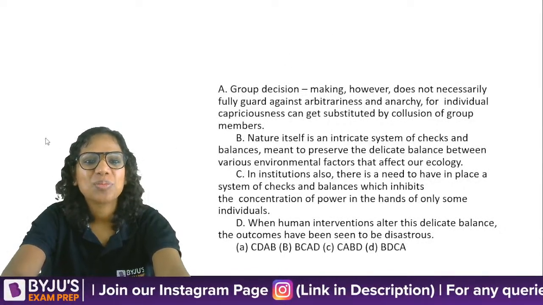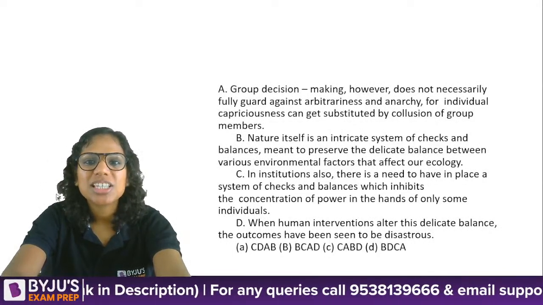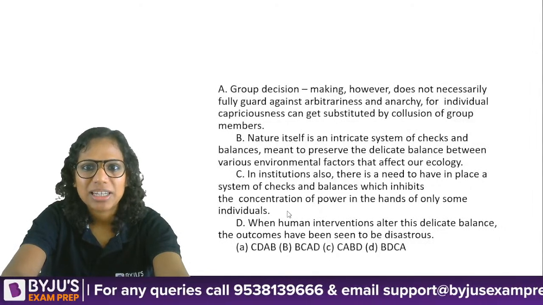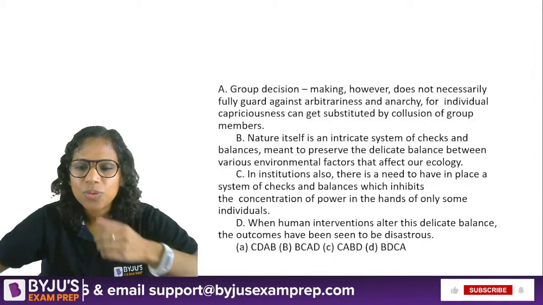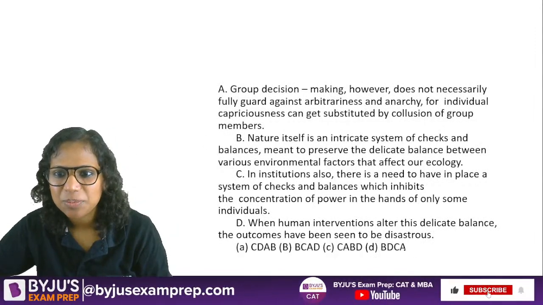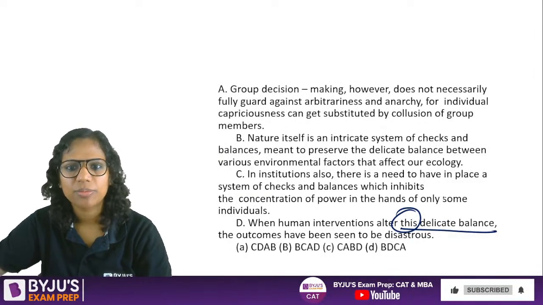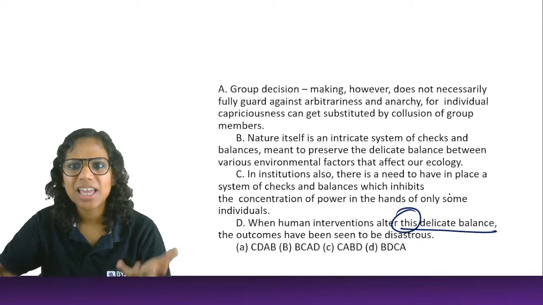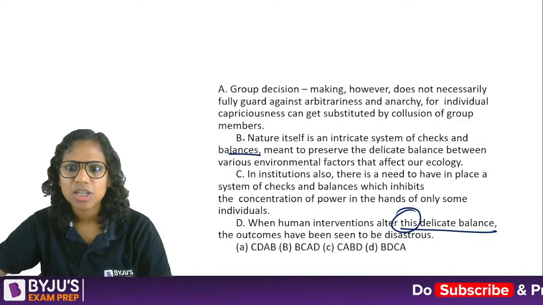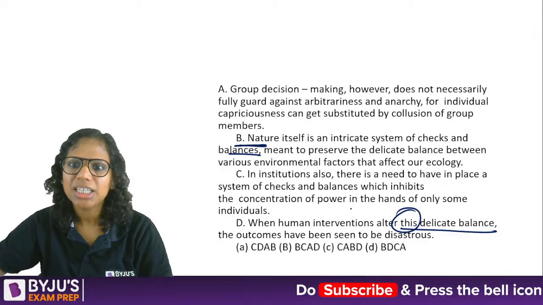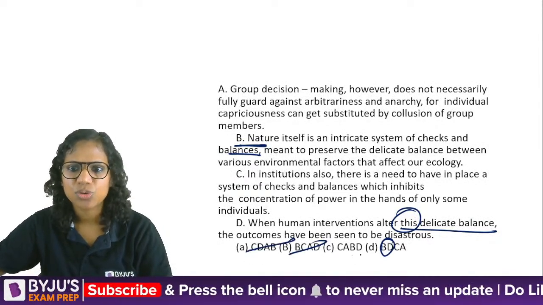And again, there are a number of grammar-based clues to lead me to D. For instance, when I say this balance here, this delicate balance, what balance am I talking about? The balance that is there in nature. So nature itself is an intricate system of checks and balances. So it has to be B and D. BD is a pair. The moment you realize BD is a pair, the other options go.